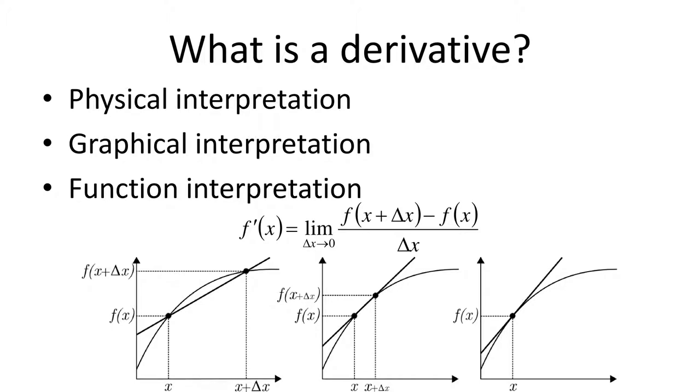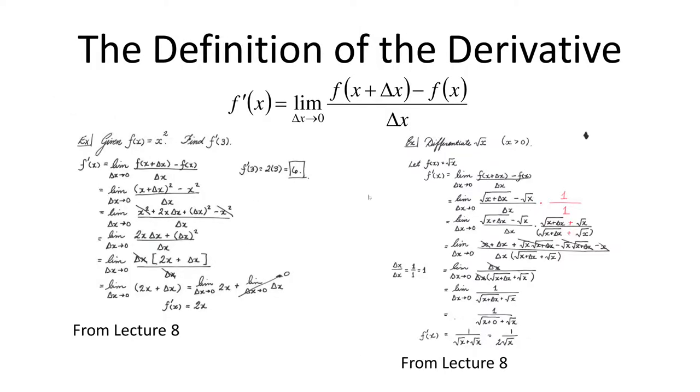We have, you know, what is a derivative? We had three interpretations for it. We had the physical interpretation, which is a rate of change. We had the graphical interpretation, which was a tangent. And then we also had the function interpretation of that, which is this one right here.